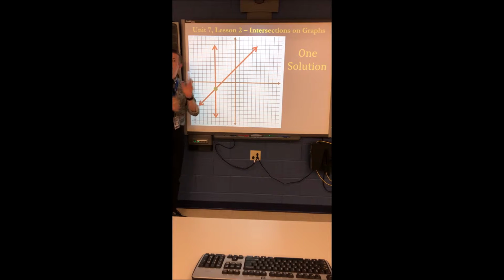Really think about what that means. Rewind the video if you need to. Think about what that means. This point satisfies both equations. It's on both lines. It satisfies both equations. This system has one solution.